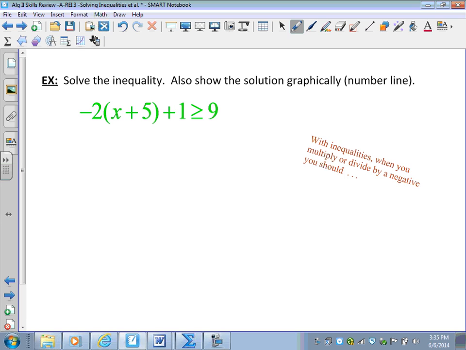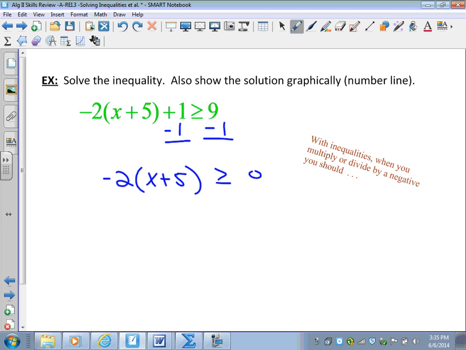I'm going to unwrap. So the first thing I'm going to unwrap is this adding of 1. Why would I want to do that first? Well, that's the last thing done on the left side. It's just hanging out there by itself, right? So I'm going to go ahead and unwrap it. Negative 2 times x plus 5 is greater than or equal to 8.